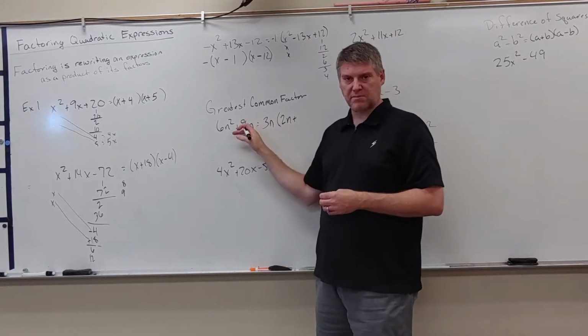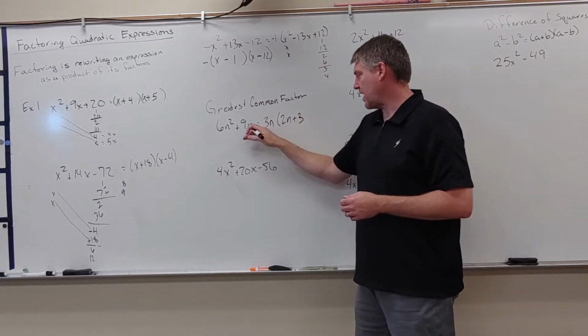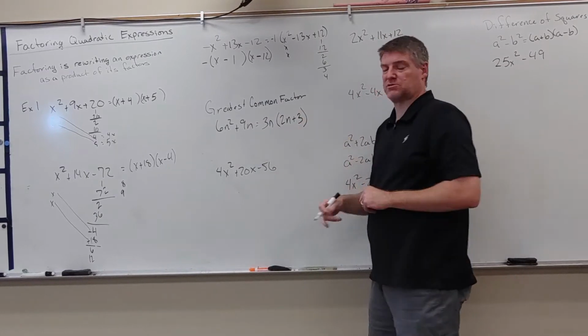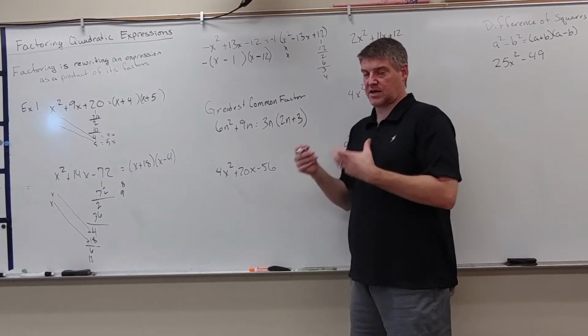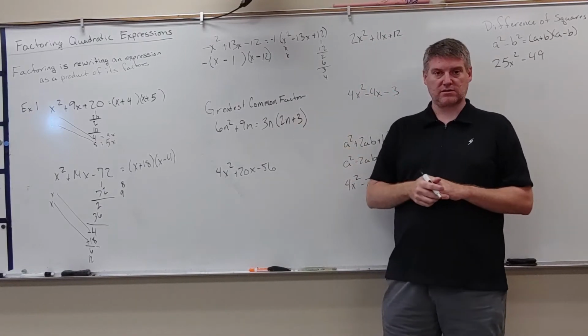Plus, now I'm going to do the same thing with 9n. 9 divided by 3 is 3. N divided by n is 1. So there's my factored expression: 3n times the quantity 2n plus 3. Okay, so now I've factored this.